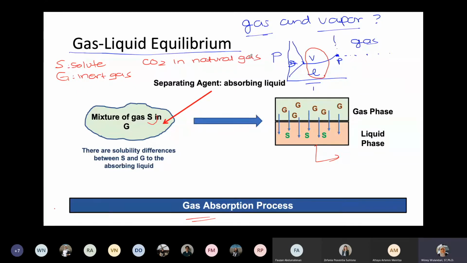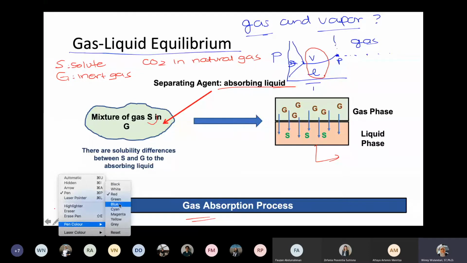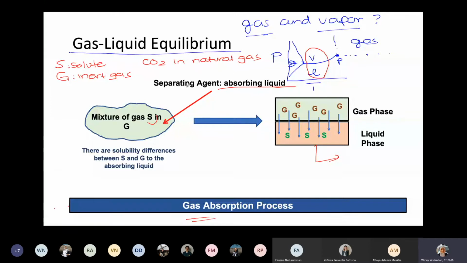Okay. And now we want to remove CO2 in the natural gas. So we need to add a separating agent. In this case, it is the absorbing liquid. The absorbing liquid usually can be a solution or liquid, for example, MDEA, monodiethylamine. This particular liquid has a really high affinity to CO2.